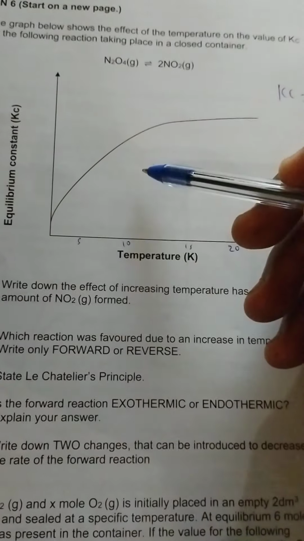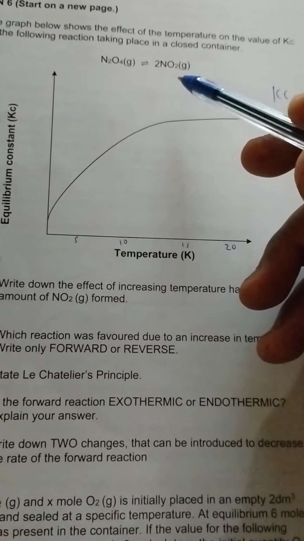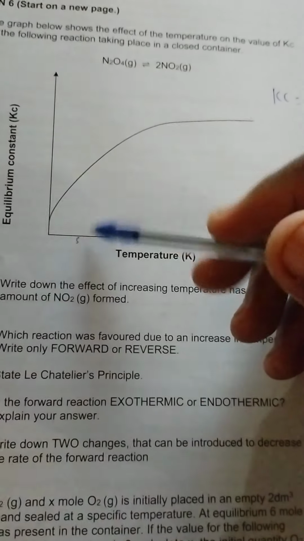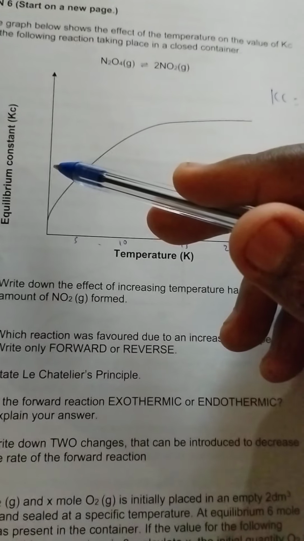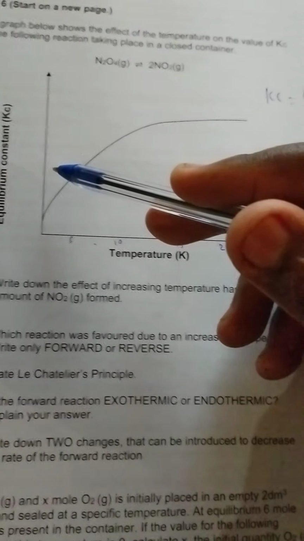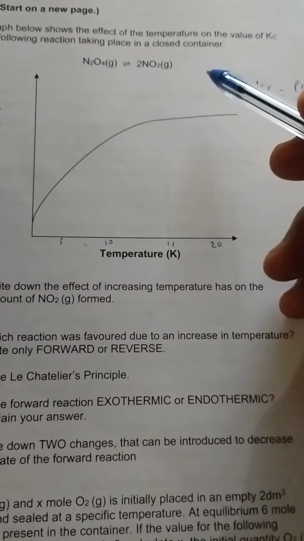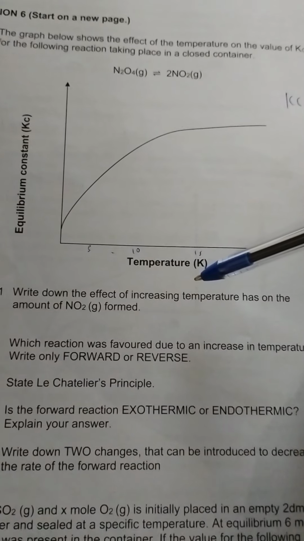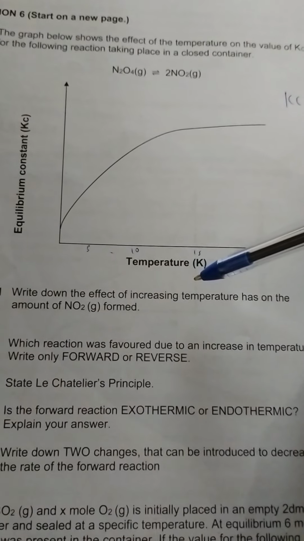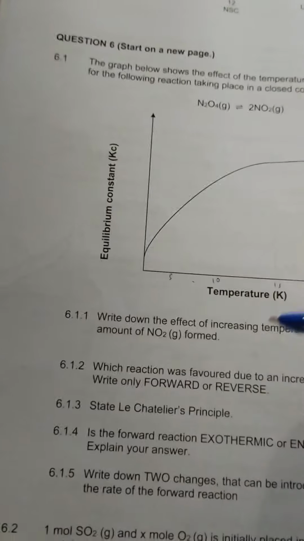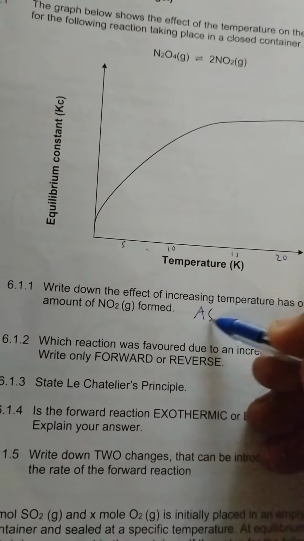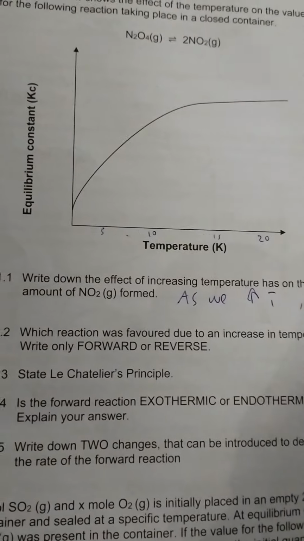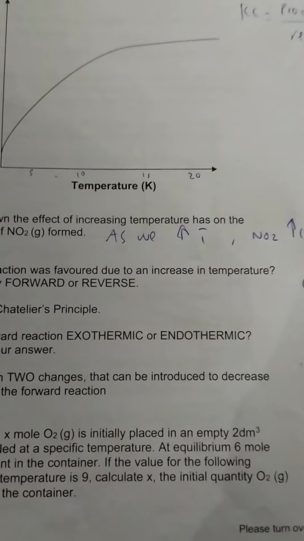Meaning that the products are increasing here. Meaning NO2 is being favored. The more you favor the product, the Kc also increases. So here, as temperature is increased, Kc is also increasing. And then how do I favor the forward? If I'm increasing temperature here, Kc is also increasing. So the question was asking us the effect of increasing temperature on NO2: as we increase temperature, NO2 is increasing based on what the graph is showing us.